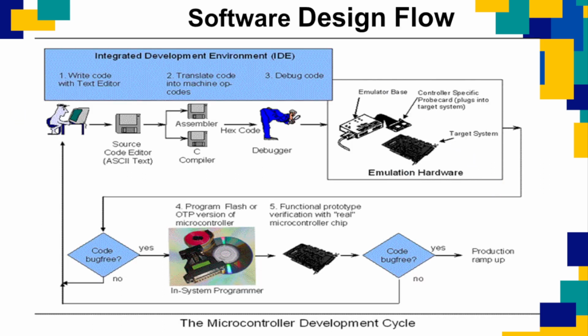So this is the software design flow. First we have to write the code and translate the code into machine operating codes. Then we have to debug the code, and the next step will be the emulation hardware. What is emulation? Do you have any idea about that emulation?